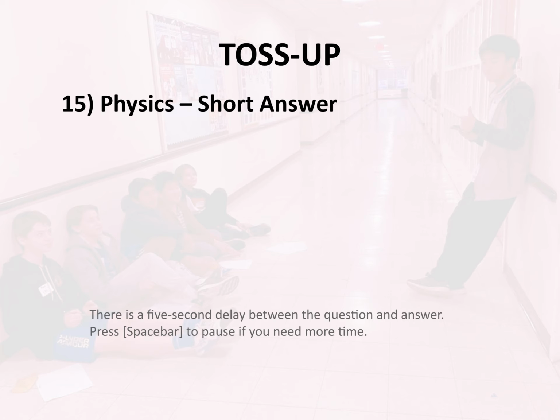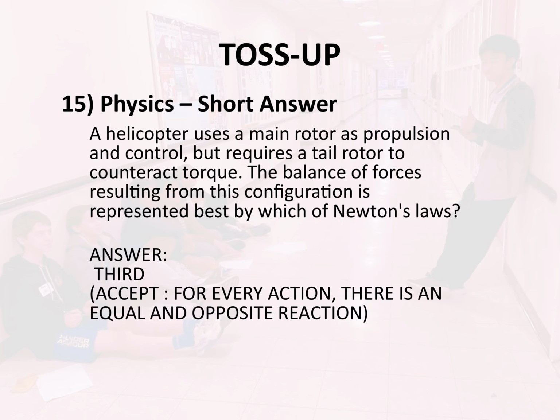Toss-up 15. Physics, short answer. A helicopter uses a main rotor as propulsion and control, but requires a tail rotor to counteract torque. The balance of forces resulting from this configuration is represented best by which of Newton's laws? Answer. Third.